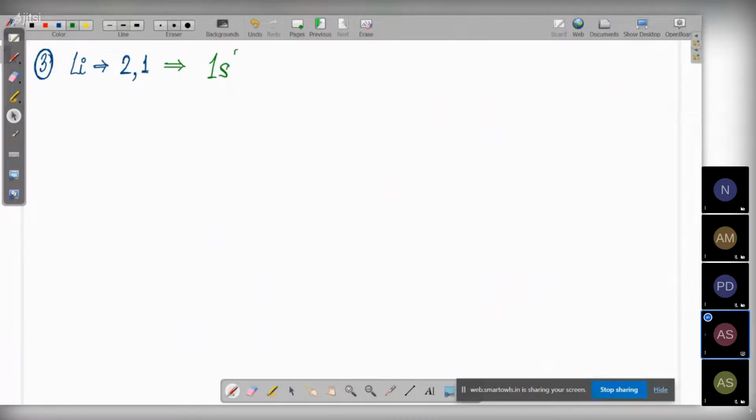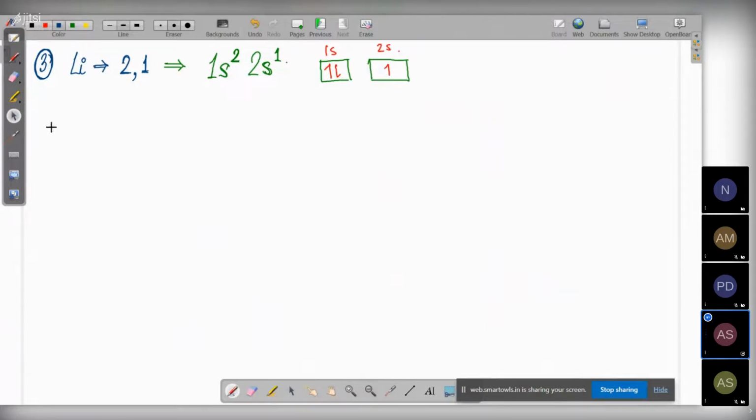Now this is completely filled up. Now what about the third electron? It will go to the next orbital, that is 2s1. So 1s2, 2s1 is the configuration of lithium. If we draw the box diagram, it is going to look like this. One, two, three. 1s, 2s. This is lithium.